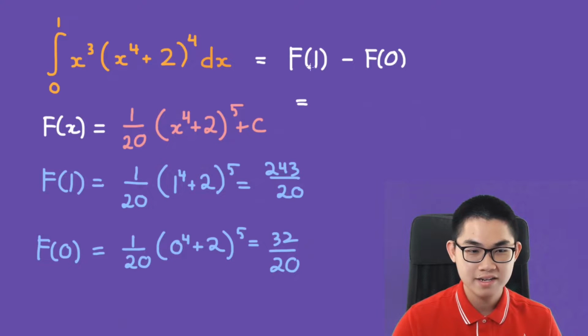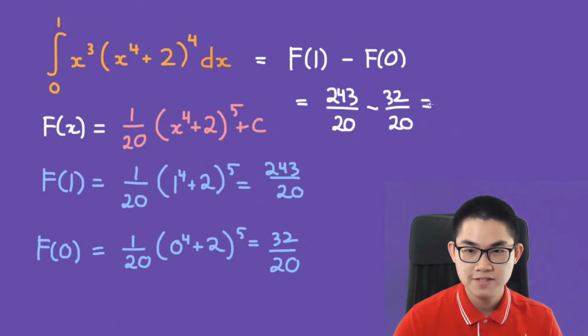So the integral is f at 1 minus f at 0, which is 243 over 20 minus 32 over 20. That gives us 211 over 20, which is 10.55.